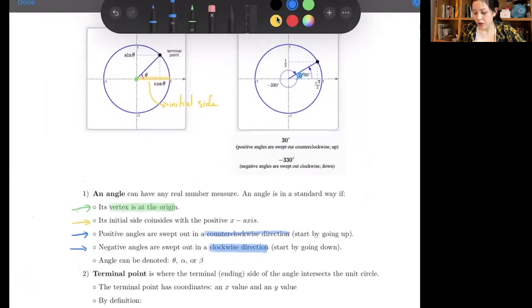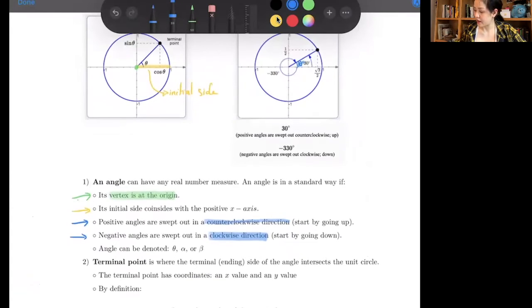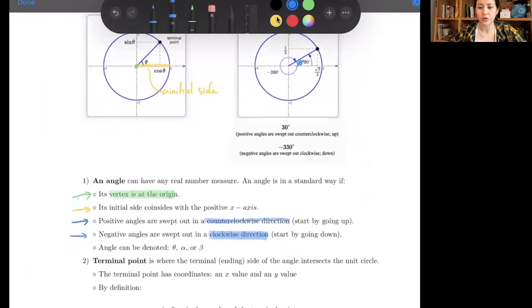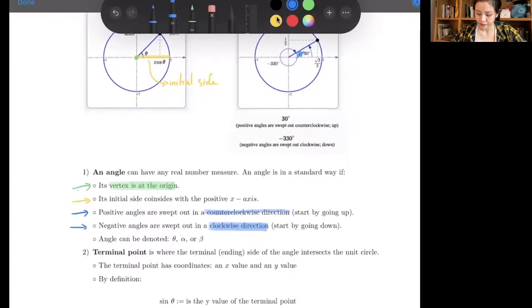An angle can be denoted as theta, so the little theta, or alpha or beta. Okay, theta is more common though. But they can denote it by any Greek letter. Most usually for angles they use Greek letters to denote the angles.